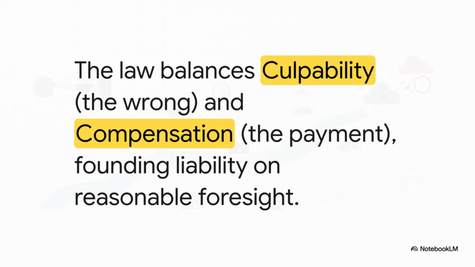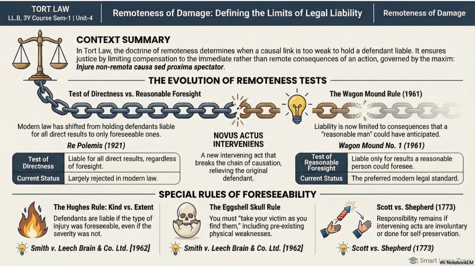In conclusion, the doctrine of remoteness of damage demonstrates the law's effort to strike a delicate balance. It balances culpability, which is the wrong done, with compensation, the amount to be paid. By grounding liability in the foresight of a reasonable person, the law ensures that legal responsibility remains fair, just, and connected to predictable outcomes.